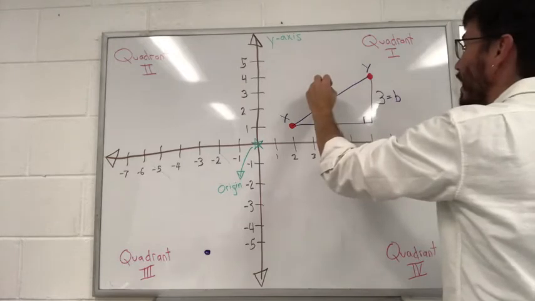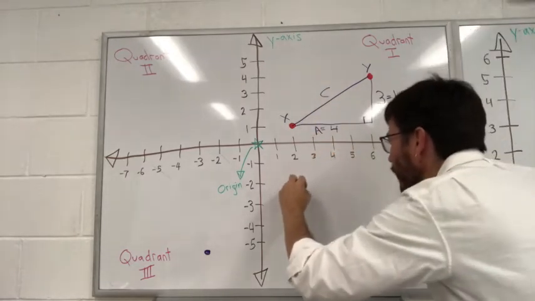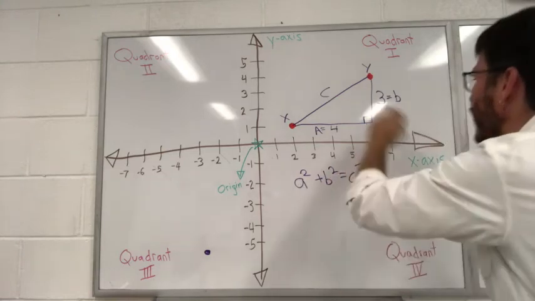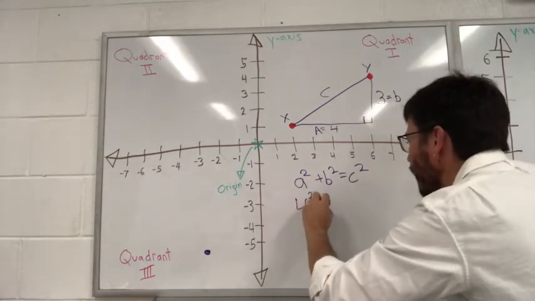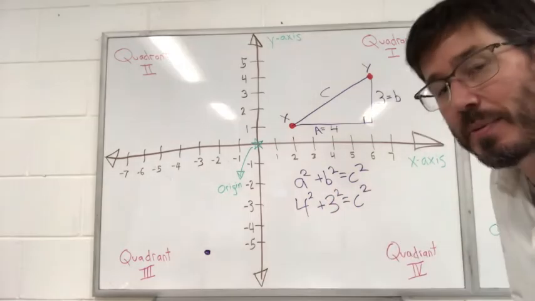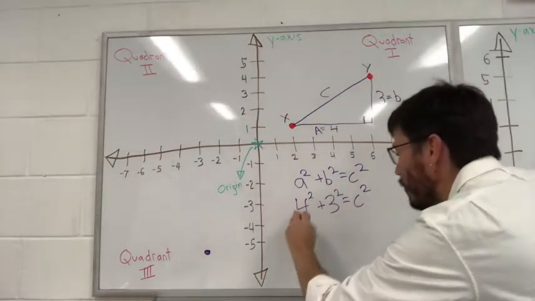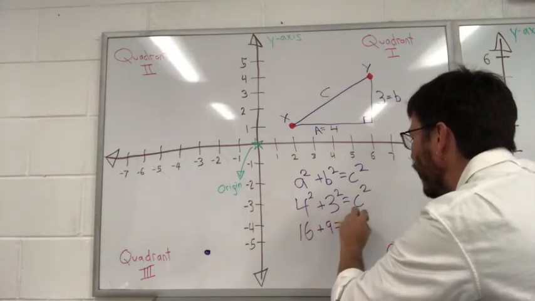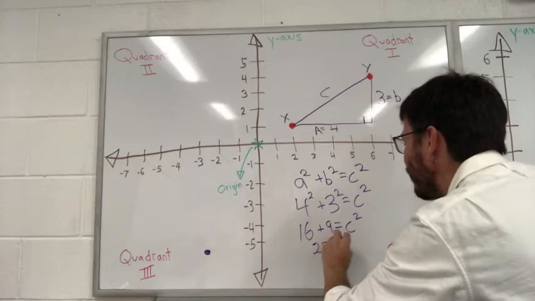And we'll call this what? C. And we're going to come down here. We're going to do A squared plus B squared equals C squared. A is 4, so 4 squared plus 3 squared equals C squared. I'm moving fast because we've done this so many times. 4 squared is 16 plus 3 squared is 9 equals C squared. 16 plus 9 is 25 equals C squared.